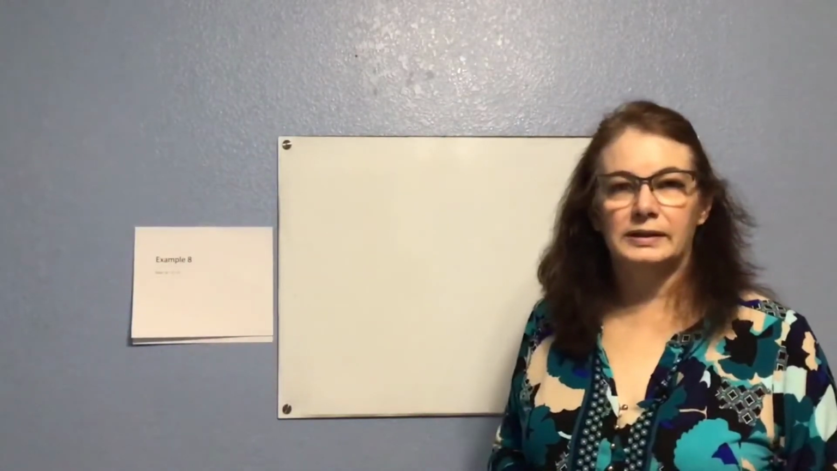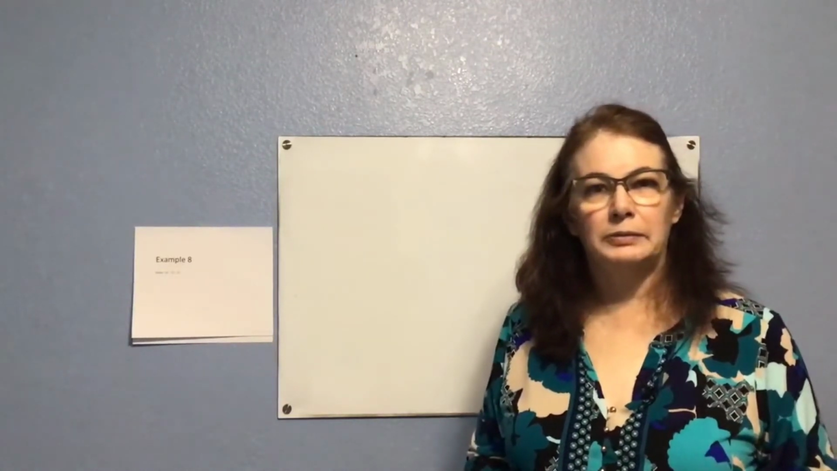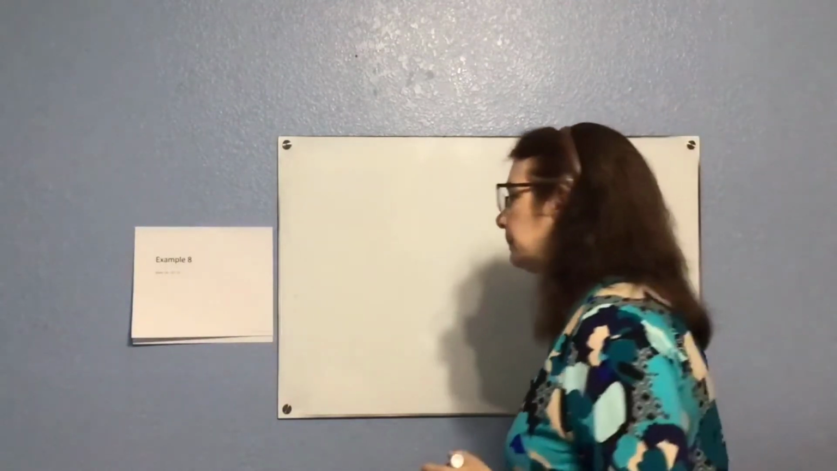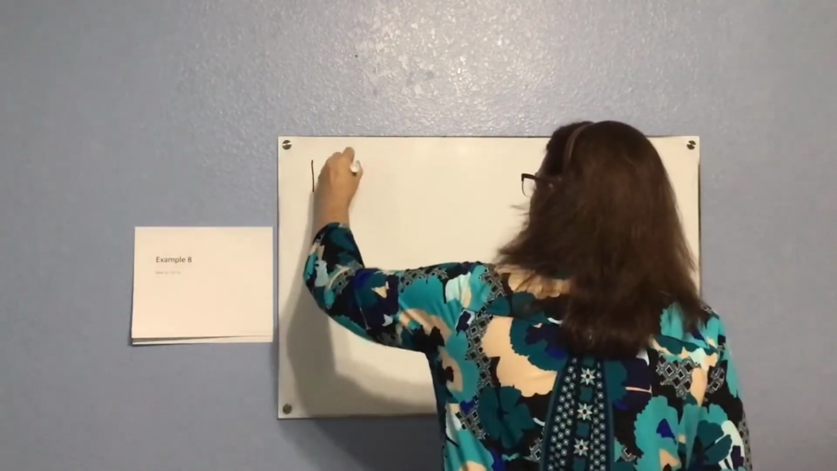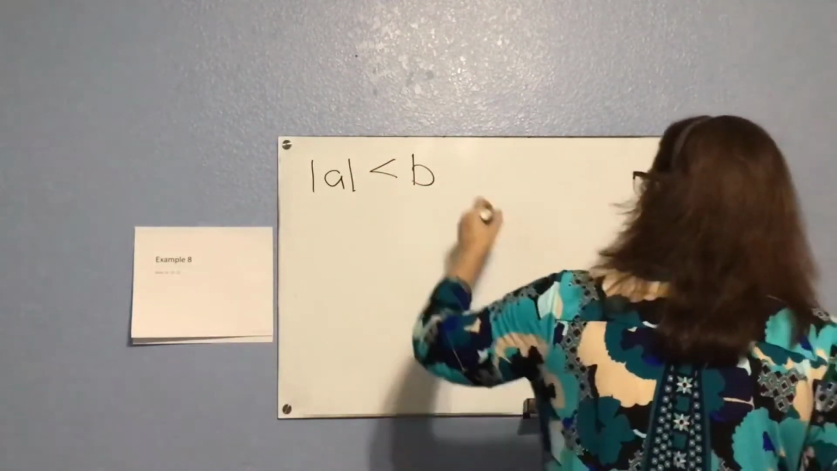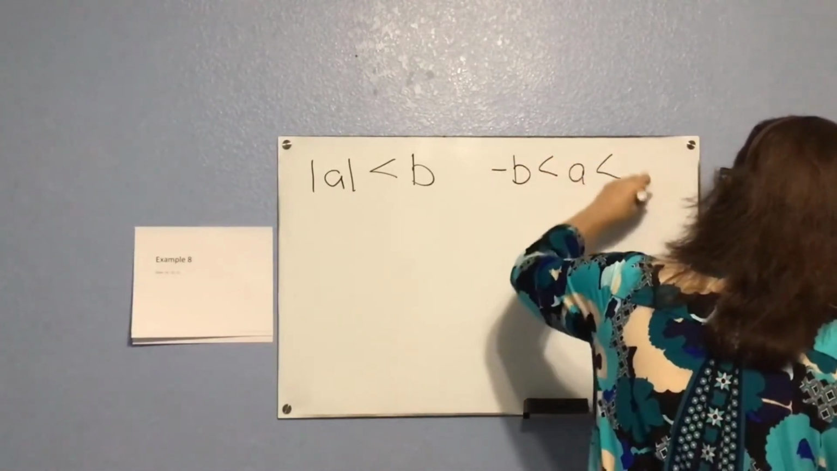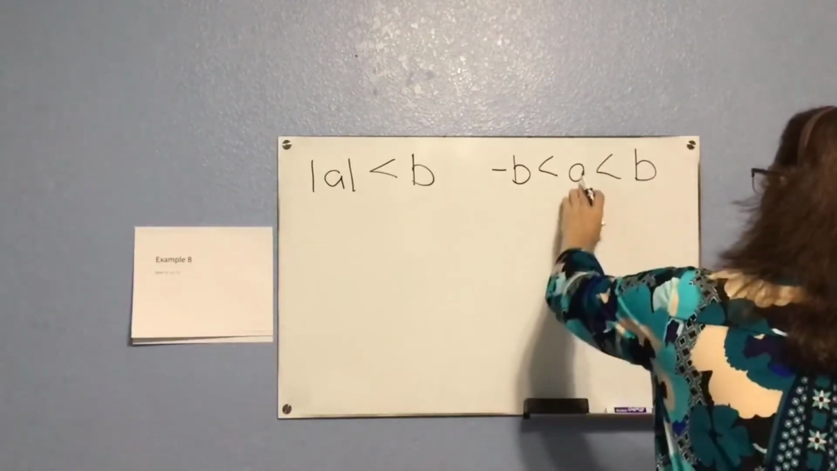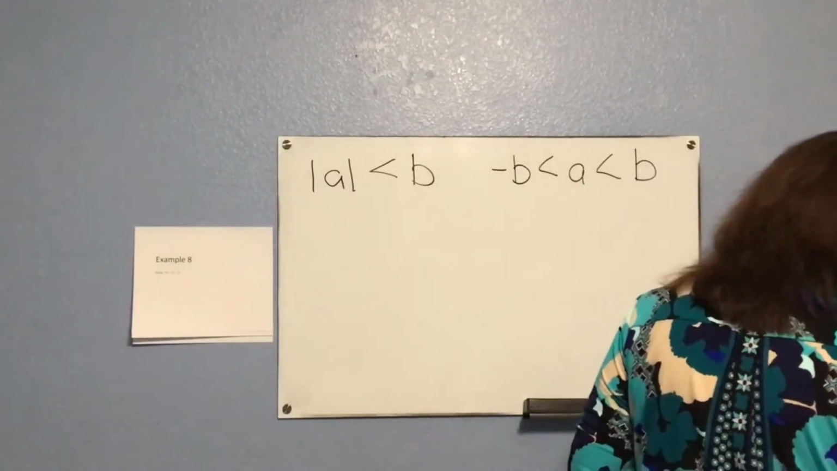Before we go on to the next example, I have a couple of rules that I want to write down for you that might help you as we work through the more complicated absolute value problems. This is the first rule. If I have the absolute value of A is less than B, I'm going to solve this inequality that A is between negative B and positive B. Okay, that's like what we did with the first part of the last example.